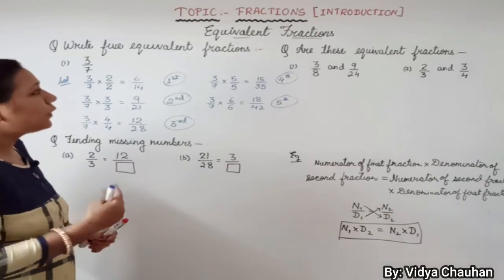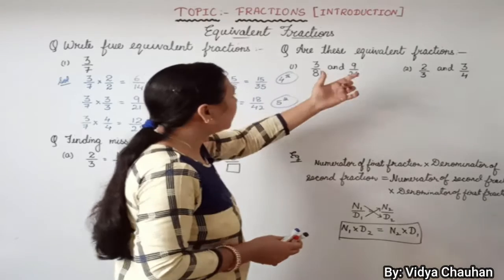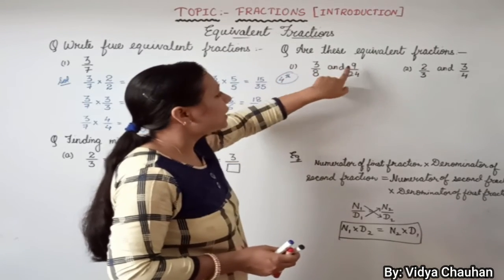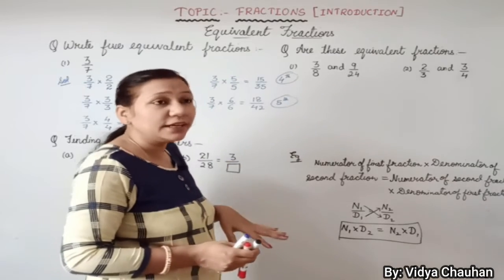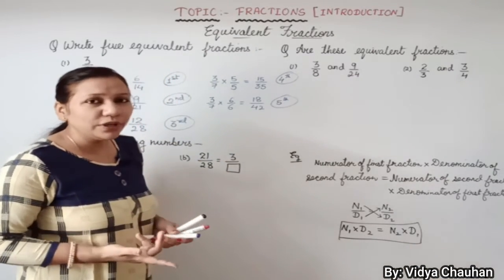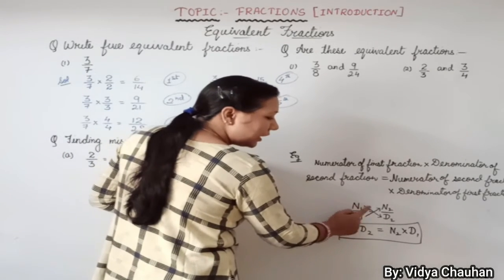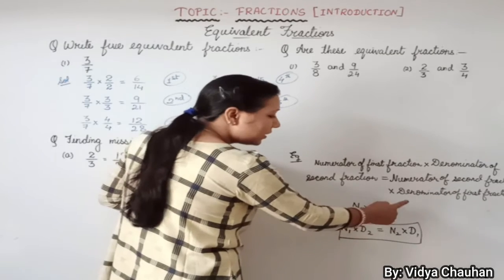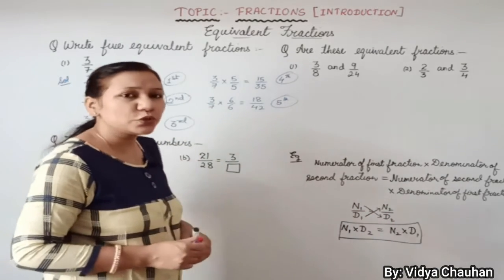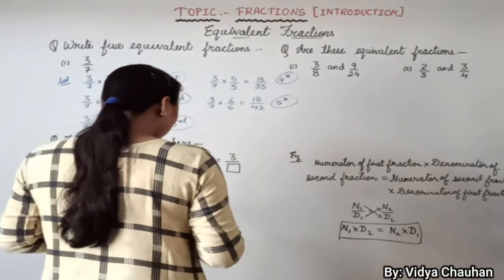Clear, students? Now the second question: are these equivalent fractions? Some fractions are given to us. In the first part, the numbers are 3 upon 8 and 9 upon 24, and you have to check whether these two are equivalent fractions or not. How are we going to find out? By our formula. Cross multiply the numerator of the first fraction with the denominator of the second, and the numerator of the second fraction with the denominator of the first. So let's do the same here. If I start the solution, what are the fractions?